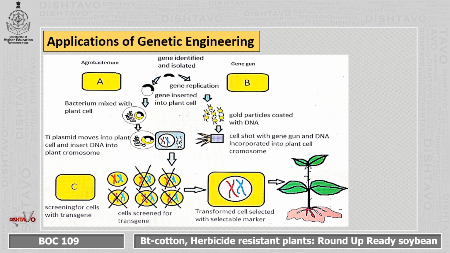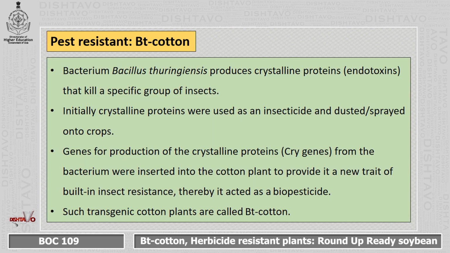Now in the next slide we will see some of the examples wherein the foreign DNA is being inserted to get specific results. The first one is pest resistant Bt cotton.